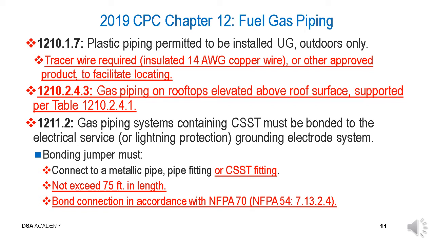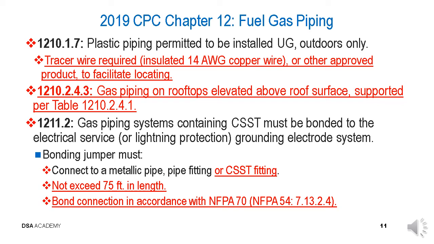Continuing with the fuel gas piping, in 1210.1.7, plastic piping is permitted to be installed underground, but only outdoors. This 1210.1.7 of the CPC used to conflict with itself and now allows 18-gauge tracer wire. So the tracer wire required is insulated 14 AWG copper wire, or other approved product, to facilitate locating.